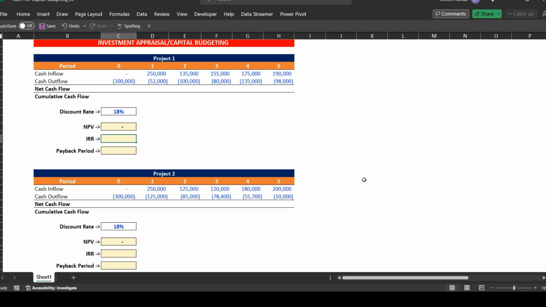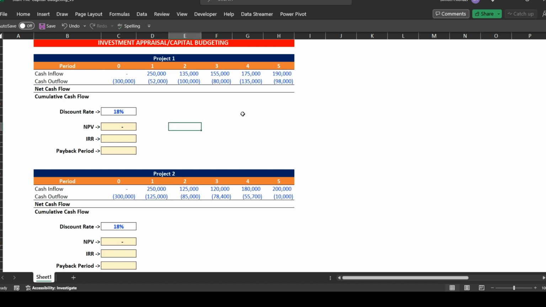So in this video, we'll be looking at how to analyze investment appraisal. So we have here project 1 and then project 2. Each of them requires the same capital investment, and these are the various inflows at the end of each year and then the outflows. Same as project 2 as well. These are the various inflows and then the outflows.